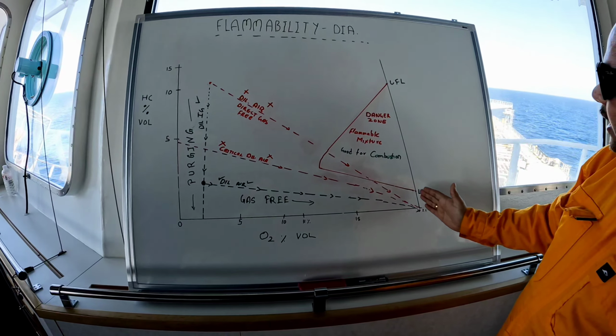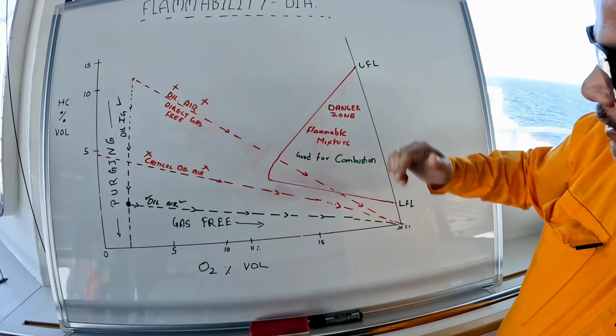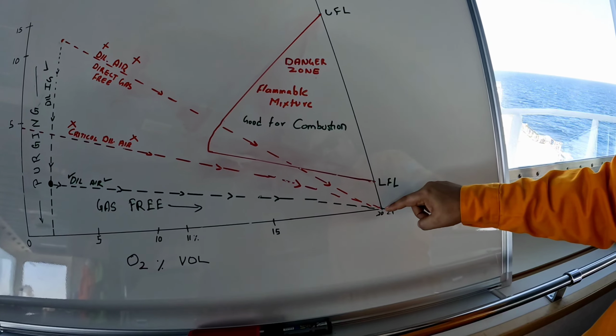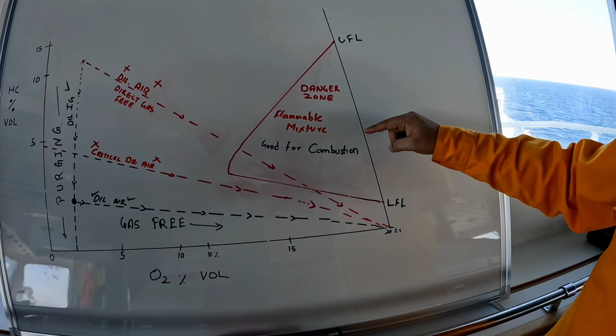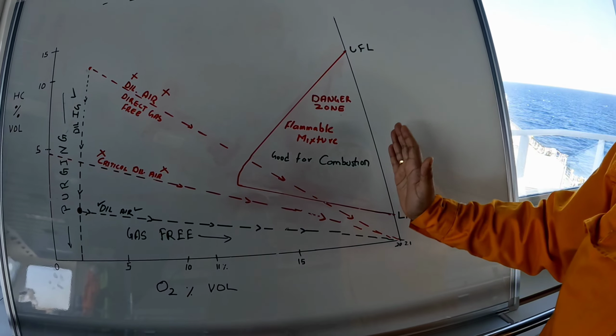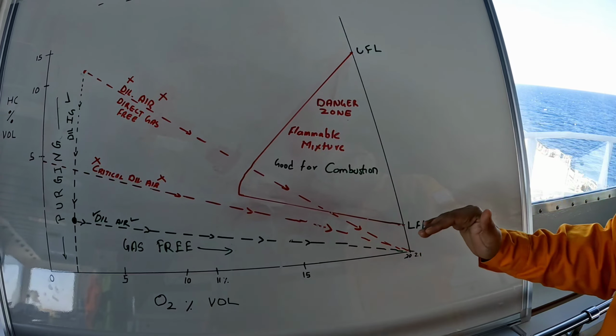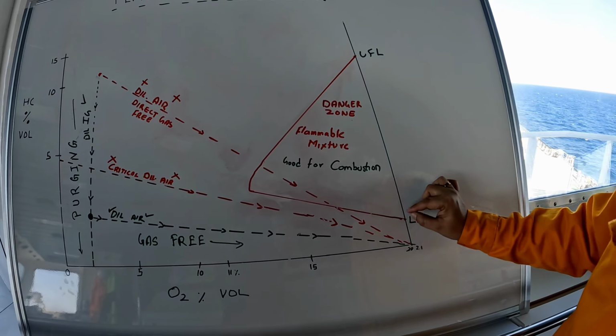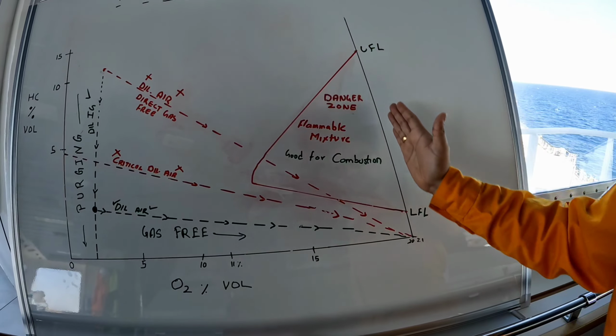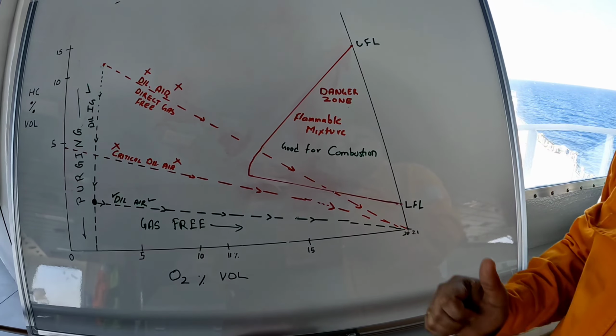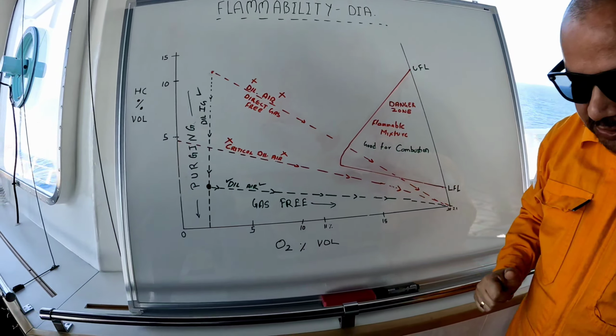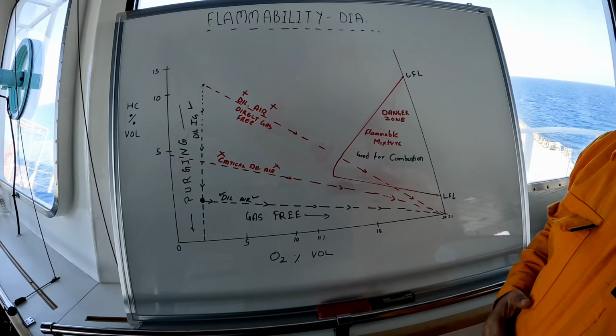And now we see this line over here which is inclined. This denotes that as your hydrocarbon percentage keeps increasing, your oxygen will keep reducing in the tank. That's why this line is inclined. And now let's see how we prepare our tank.